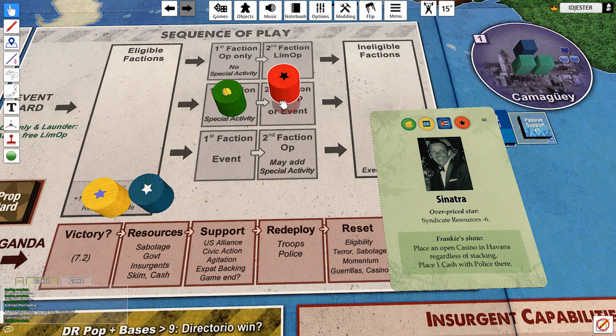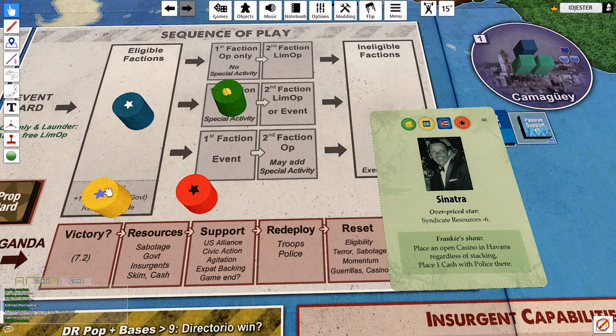Red can either go here or pass. So by going first, if you're the first player, you can kind of dictate what your opponents can do because they can only follow you or pass. That's their only option. All right, so let's put these back.